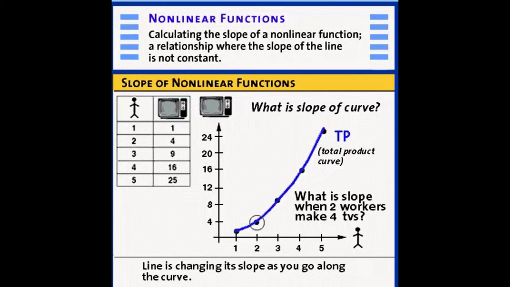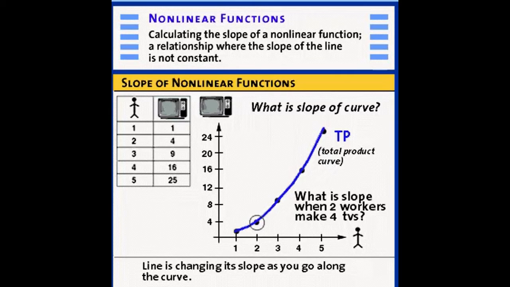So if we want to calculate the slope at a particular point, we can't just look at the slope between 2 points on the curve, because as you move from here to here, even that small movement represents a change, or causes a change, in the slope of my total product curve. The blue curve slope is changing. Well, here's how we do this. We calculate the slope of a single point on this curve.